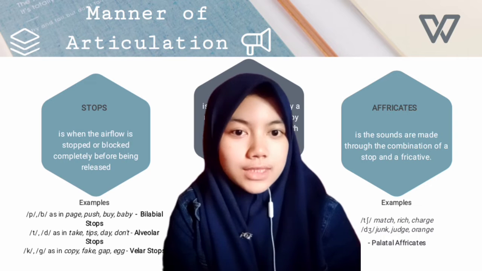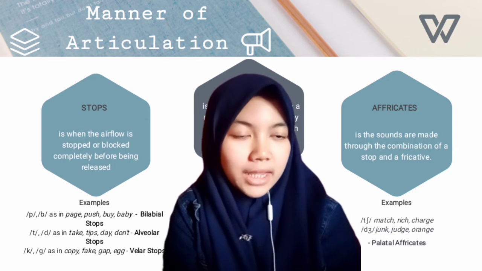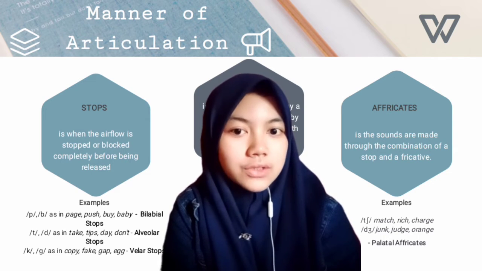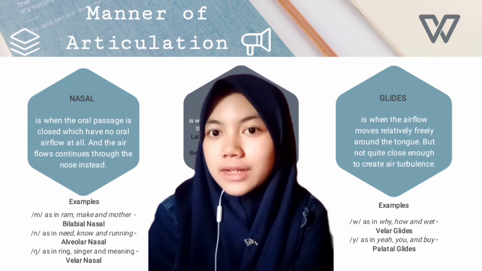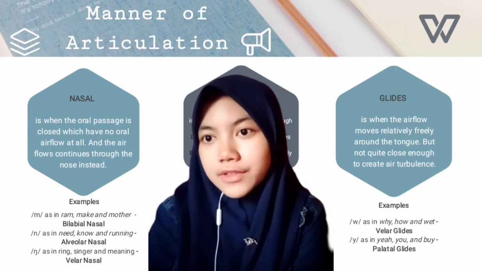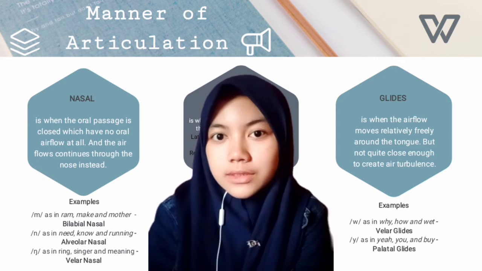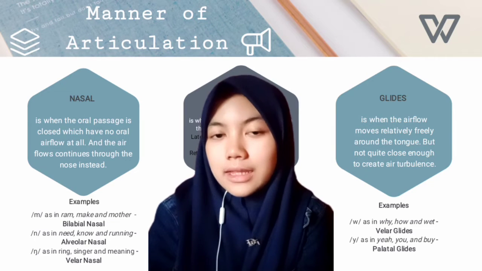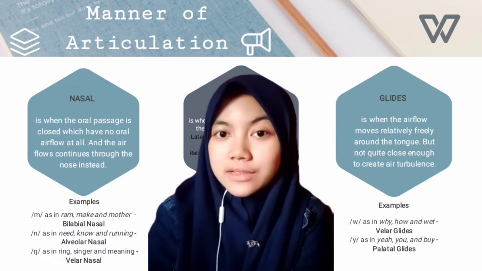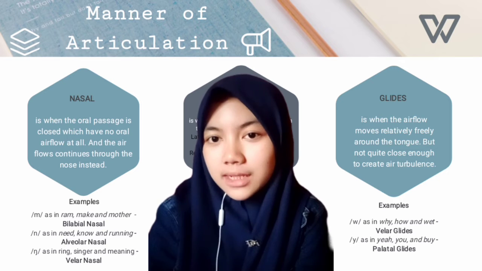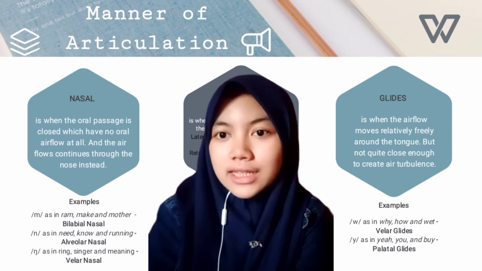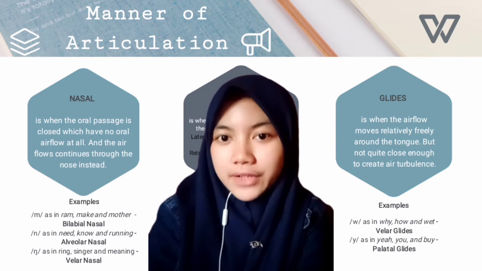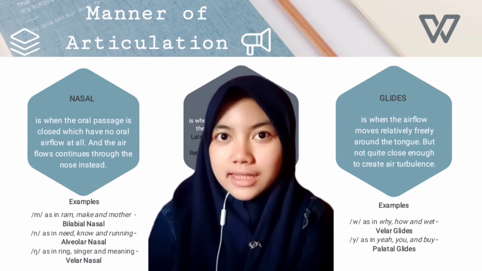3. Affricates are sounds made through the combination of a stop and a fricative. For example, ch in match, reach, j in judge. 4. Nasal is when the oral passage is closed, so there is no oral airflow at all, and the air continues through the nose instead. For example, m as in ram, make, and this is bilabial nasal. n as in need, no, and this is alveolar nasal. ng as in ring, sing, and this is velar nasal.